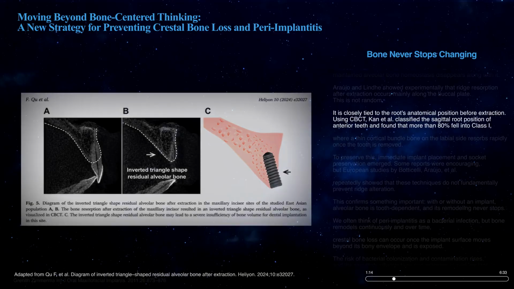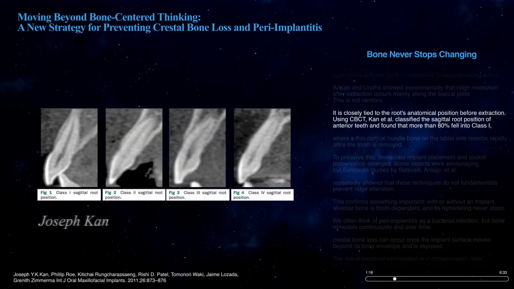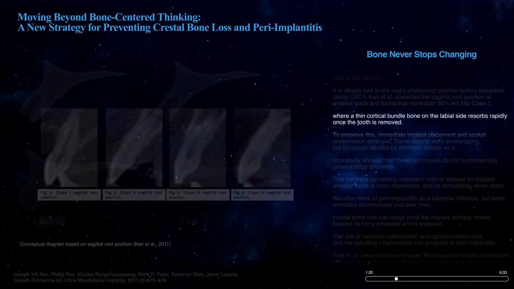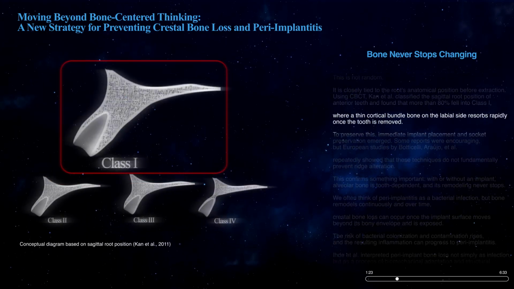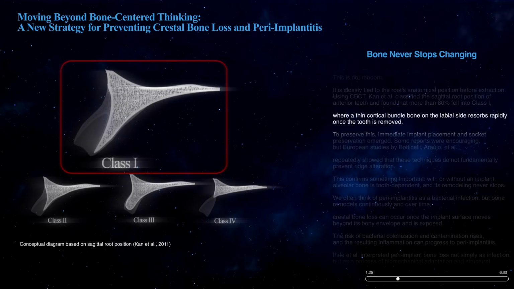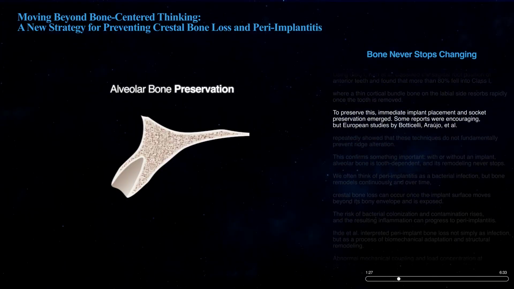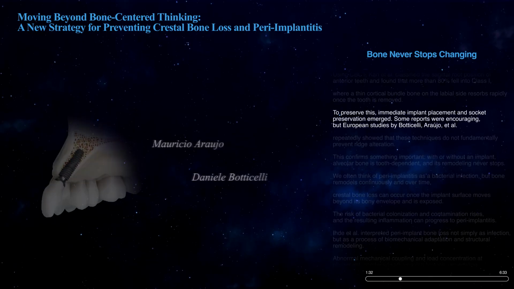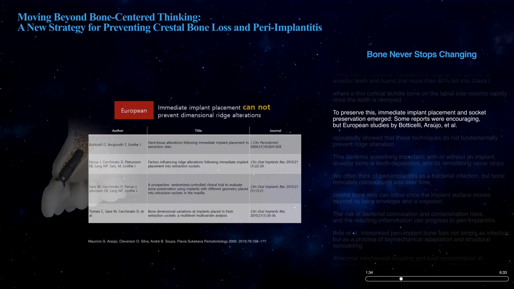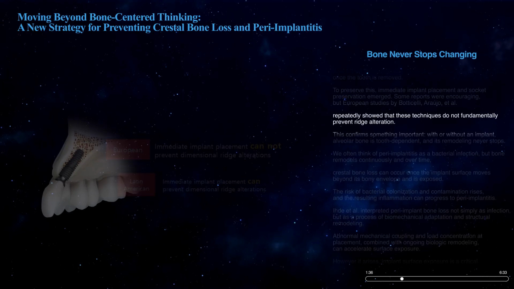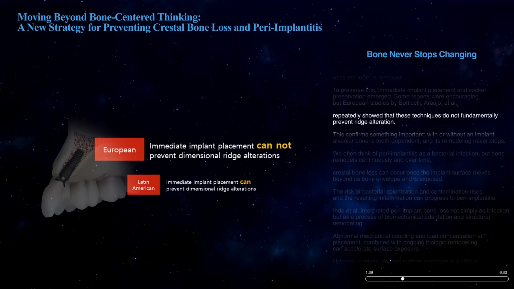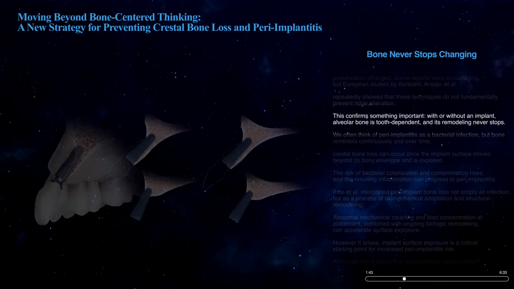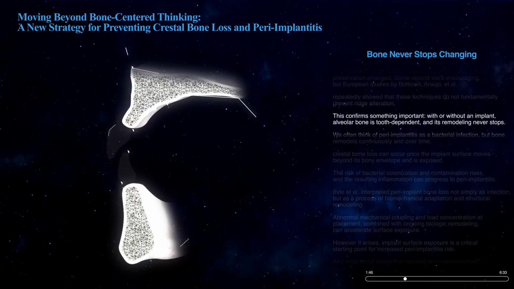Using CBCT, Can and colleagues classified the sagittal root position of anterior teeth and found that more than 80% fell into class 1, where a thin cortical bundle bone on the labial side resorbs rapidly once the tooth is removed. To preserve this, immediate implant placement and socket preservation emerged. Some reports were encouraging, but European studies by Botticelli, Araujo, and others repeatedly showed that these techniques do not fundamentally prevent ridge alteration. This confirms something important. With or without an implant, alveolar bone is tooth-dependent, and its remodeling never stops.